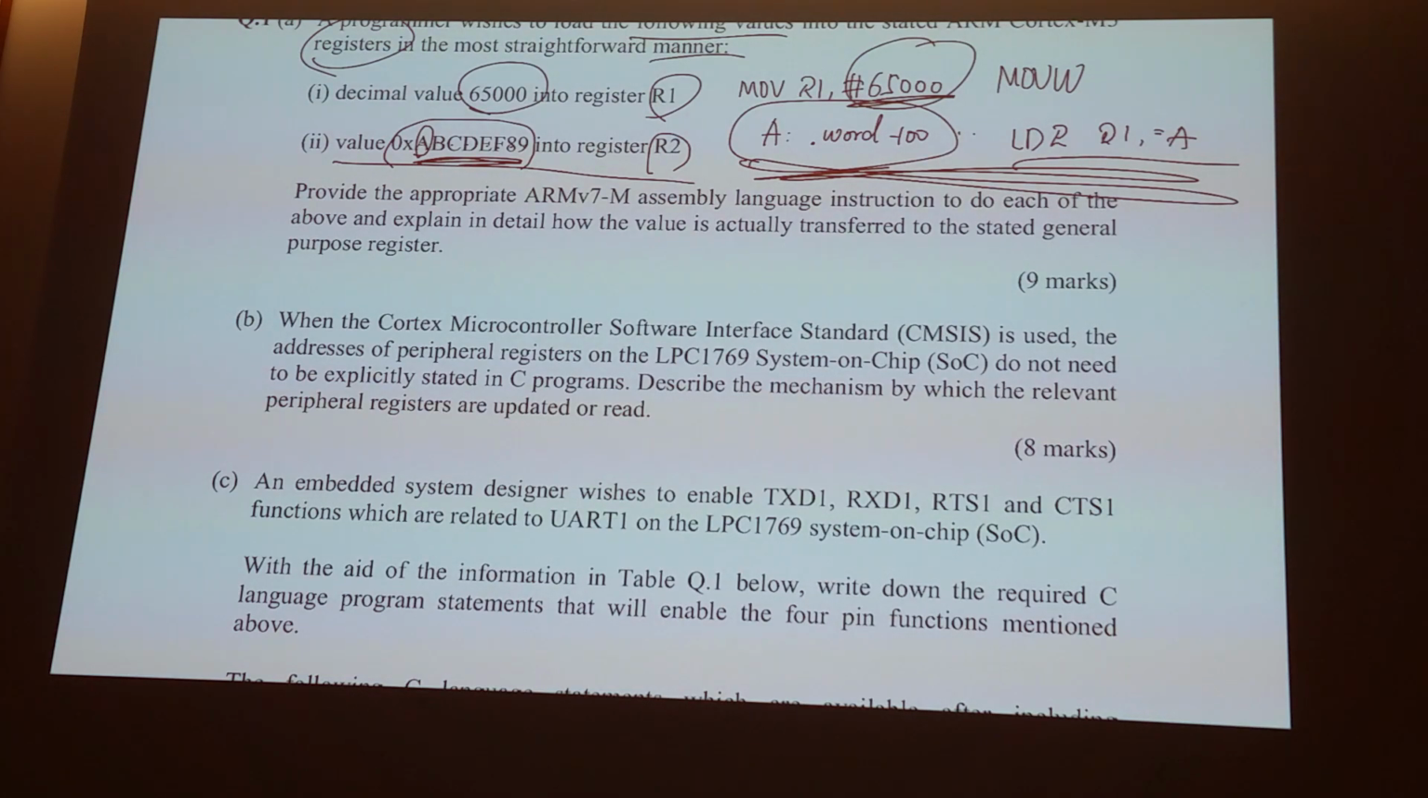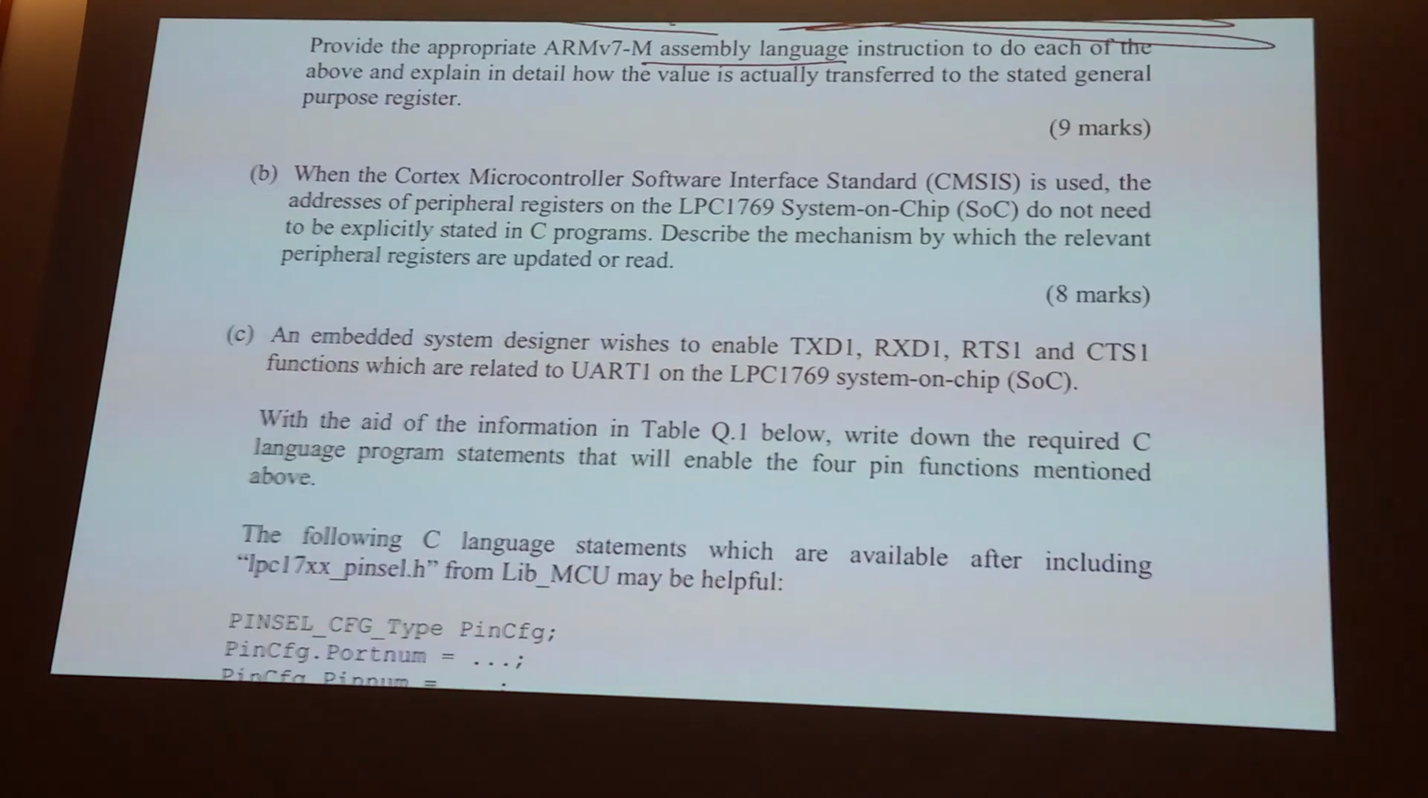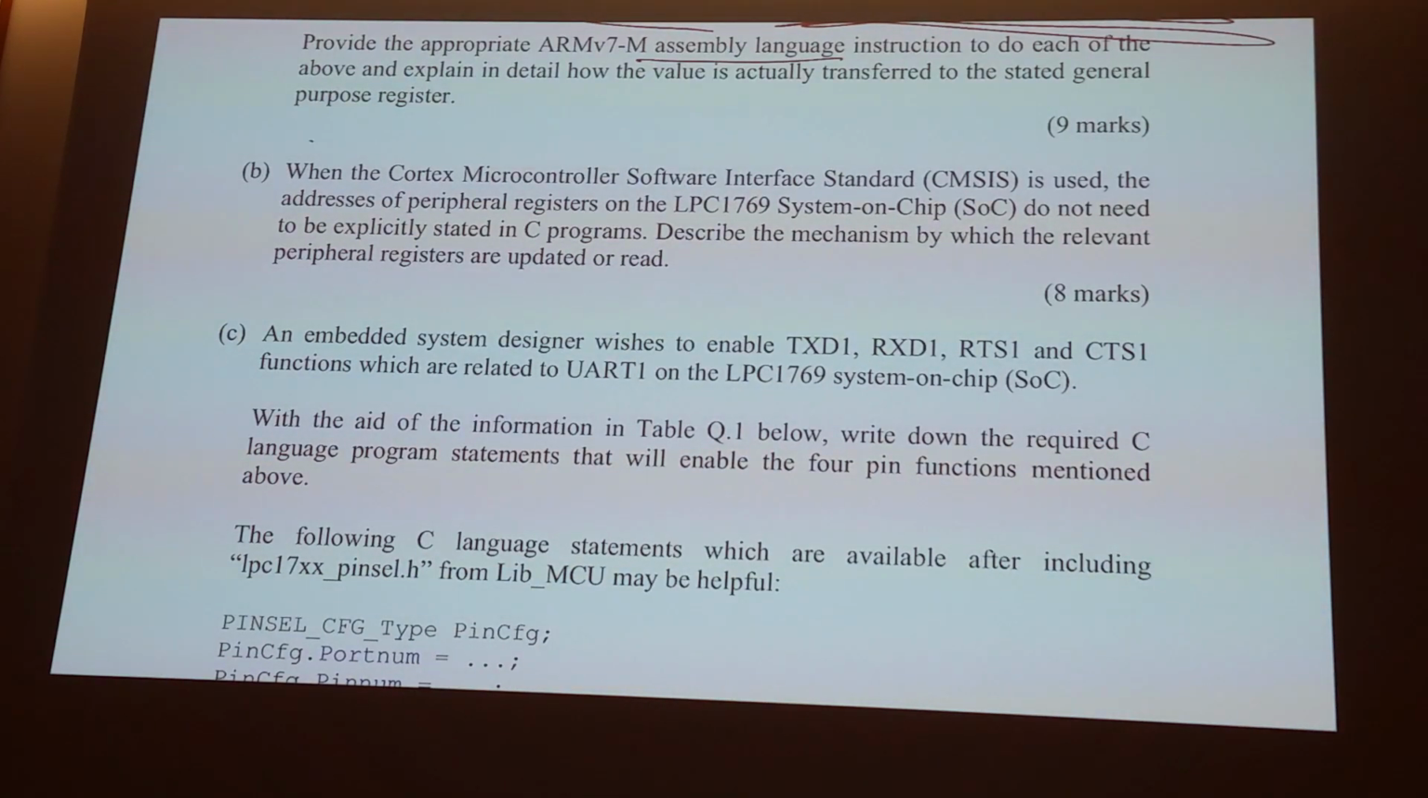Okay, so basically you need to write just a short assembly one. And okay, this is a question actually. When the correct Cortex Microcontroller Software Interface Standard (CMSIS) is used, the address of the peripheral registers on the system on chip do not need to be explicitly stated in C. Describe the mechanism by which the relevant peripheral registers are updated or read.